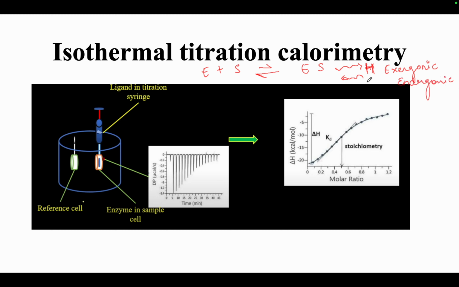And this heat which is released can be measured by this ITC instrument. This ITC instrument has a reference cell and a sample cell. In the sample cell we'll add enzyme plus substrate, whereas in the reference cell we can add only our substrate. So then we titrate it.